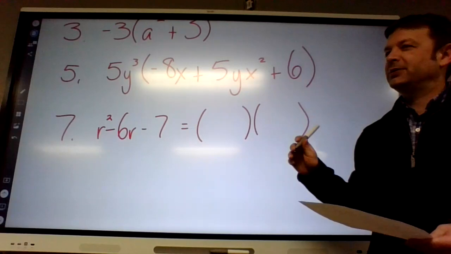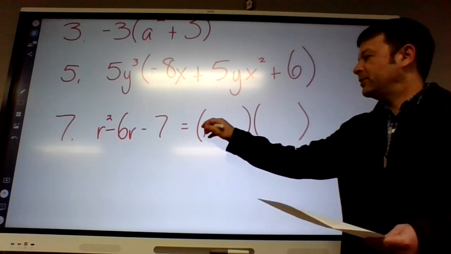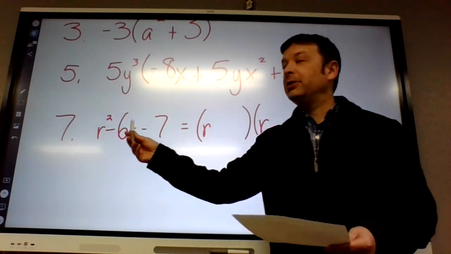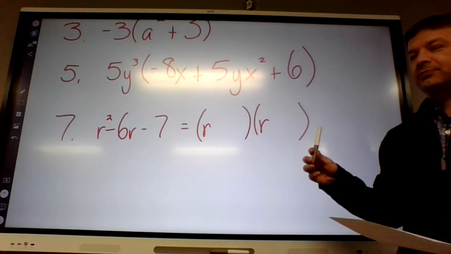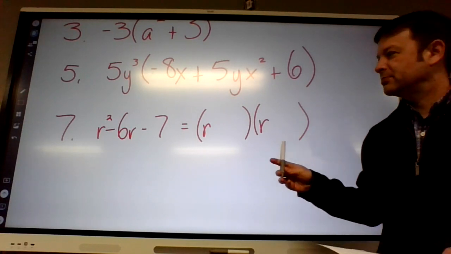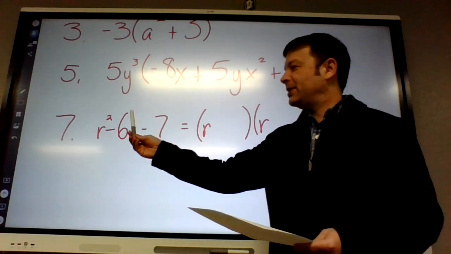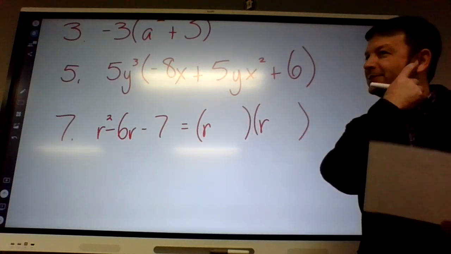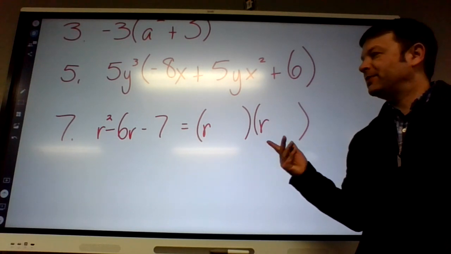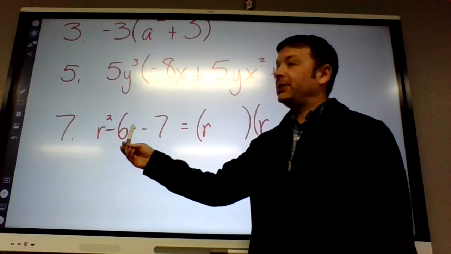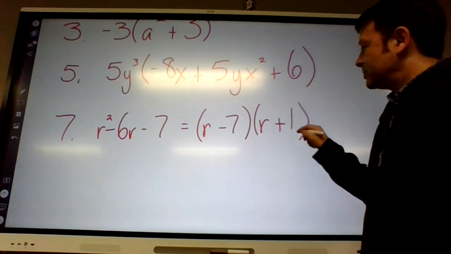Do you remember the questions we asked, like how to set this up? Yeah, r and r in the front, because that multiplies into r squared. How about for the back? What multiplies into -7 that adds up to -6? There's not a lot that multiplies into 7, just 1 times 7. But how do I use a 1 and 7 to add up to -6? Right, -7, +1.